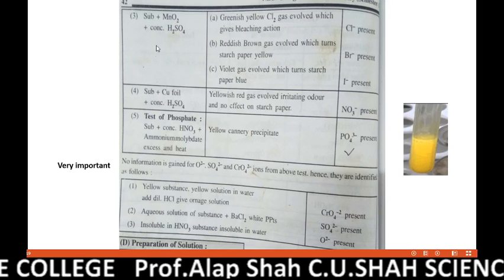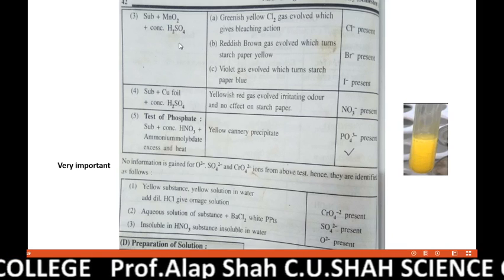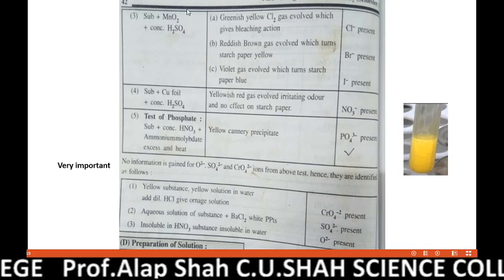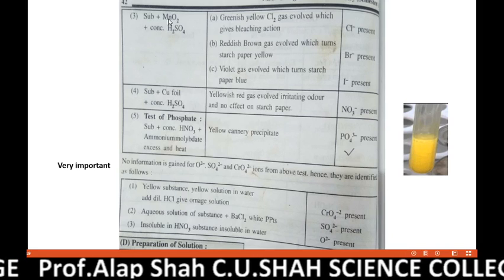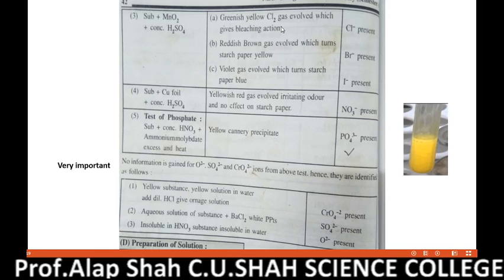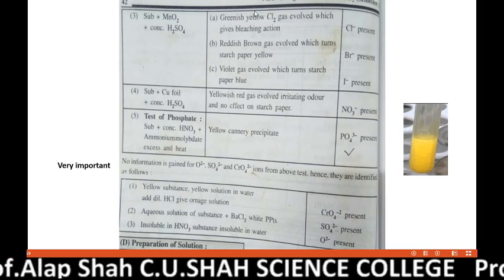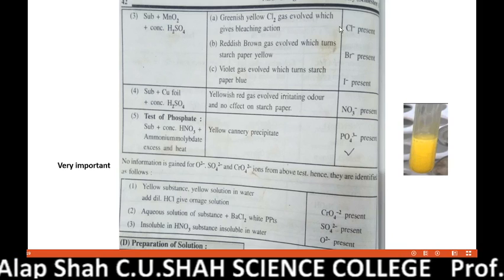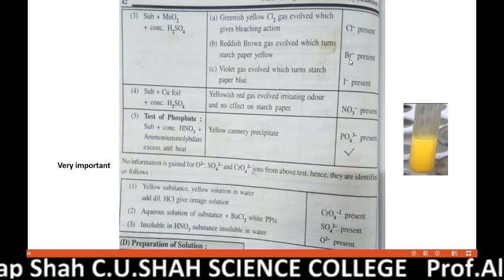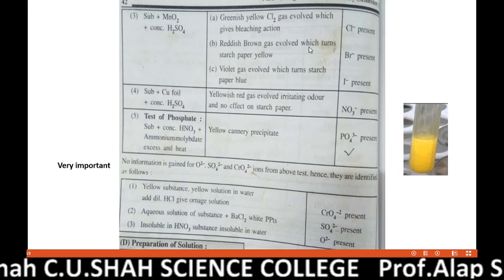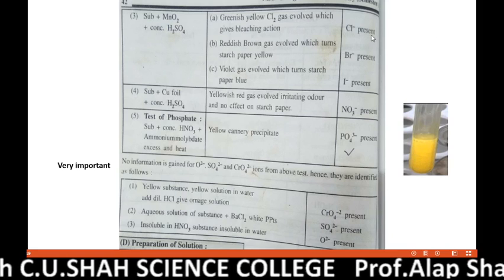Now, the third test is a repetition of the second, the only thing being that in addition to the substance and sulfuric acid, we are adding MnO2. And the same observations. Here it is written that chlorine gas is greenish yellow, but mostly it is colorless. Reddish brown indicates Br minus, which you should again check with starch paper, and violet gas indicates I minus.